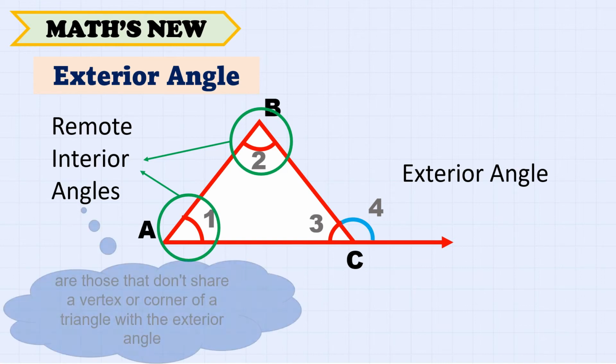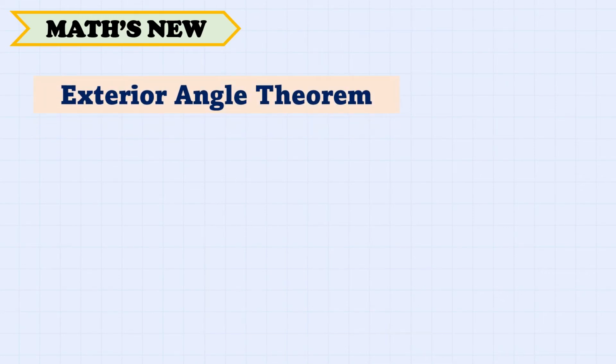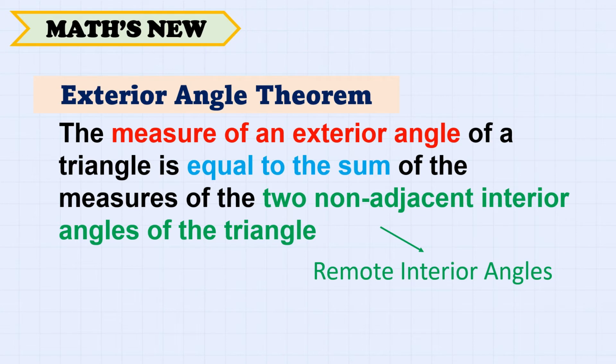So what are remote interior angles? When we say remote interior angles, those are the angles that don't share a vertex or a corner of a triangle with the exterior angle. So in here, our exterior angle is angle 4. Therefore, the remote interior angles are angle 2 and angle 1. So the exterior angle theorem states that the measure of an exterior angle of a triangle is equal to the sum of the measures of the two non-adjacent interior angles of a triangle. Non-adjacent interior angles are also known as remote interior angles. So, to simplify this, the measure of an exterior angle of a triangle is equal to the sum of the measures of the two remote interior angles.